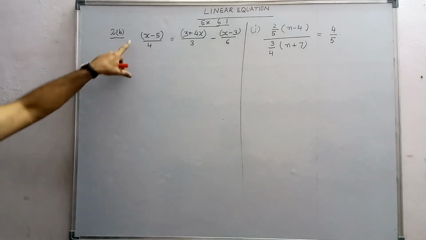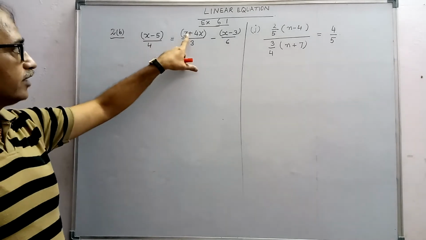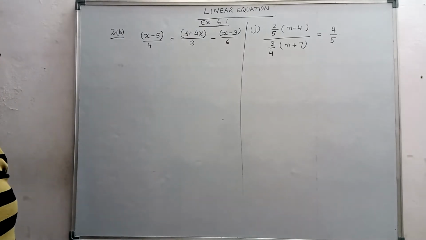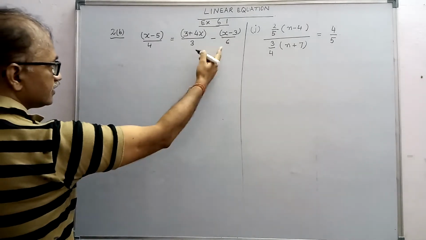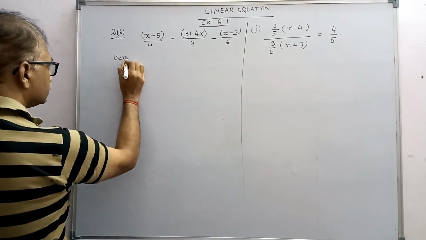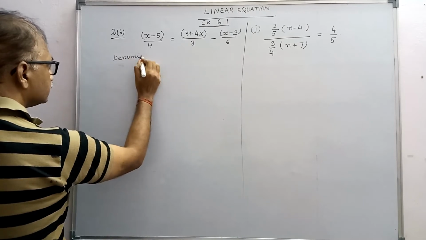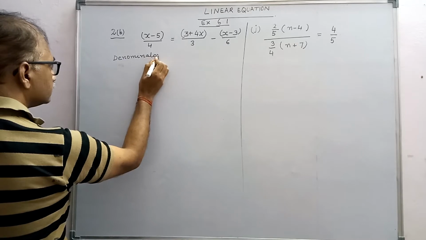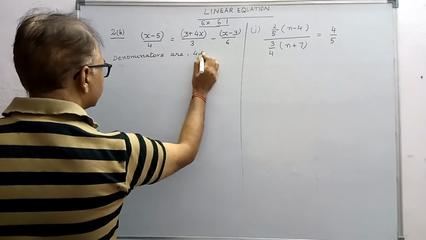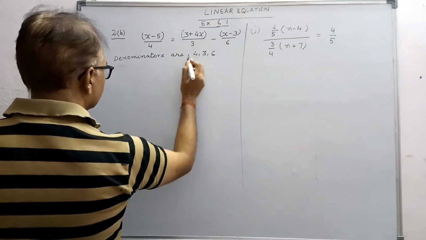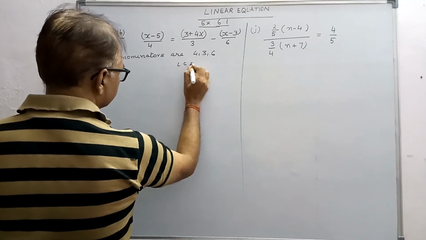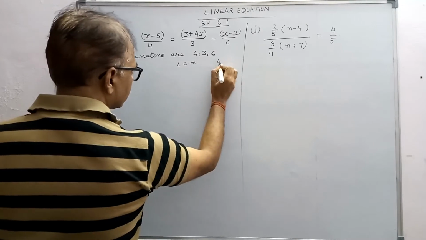You see, x minus 5 upon 4 is equal to 3 plus 4x upon 3 minus x minus 3 upon 6. When you have to solve these types of questions, first of all you find the LCM of the denominators. So the denominators are 4, 3, 6. And now you have to take out the LCM. You know how to take out the LCM? 4, 3 and 6.